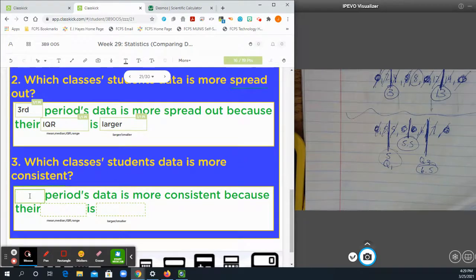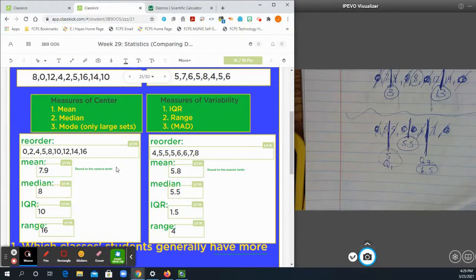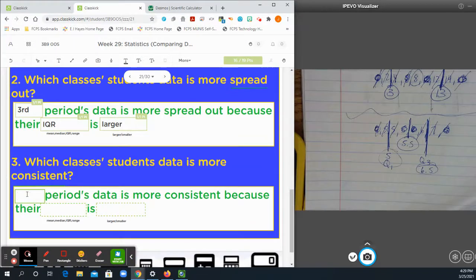Well, more consistent means less spread out. So looking at the IQR, which one is less spread out? That would be sixth period. So we're going to say sixth period. Sixth period's data is more consistent because, let's go with range this time, their range is smaller. Smaller is what they want.